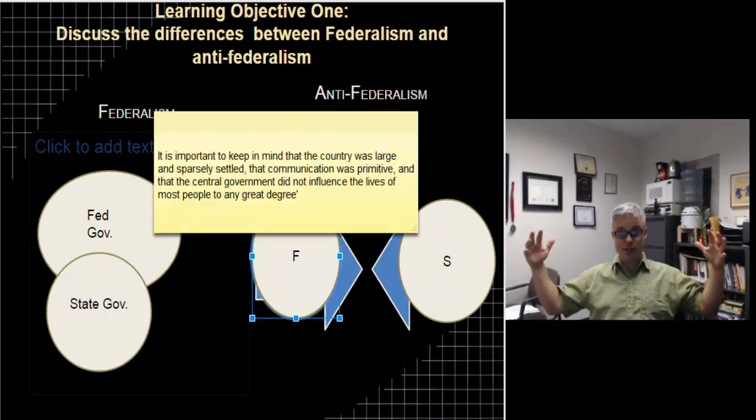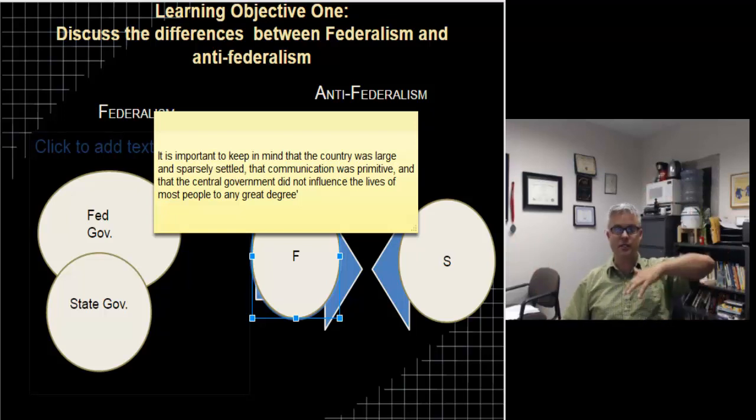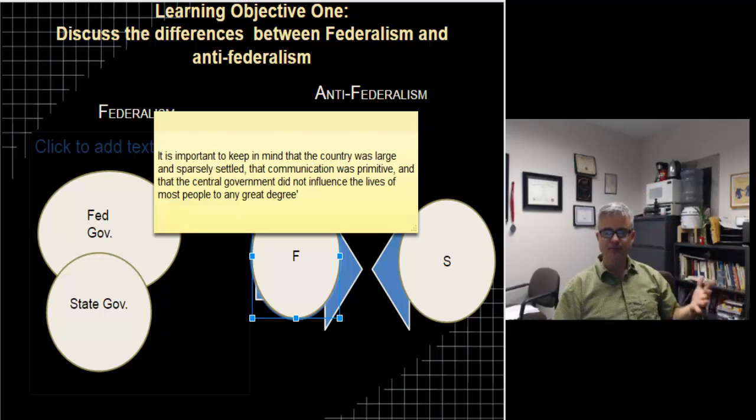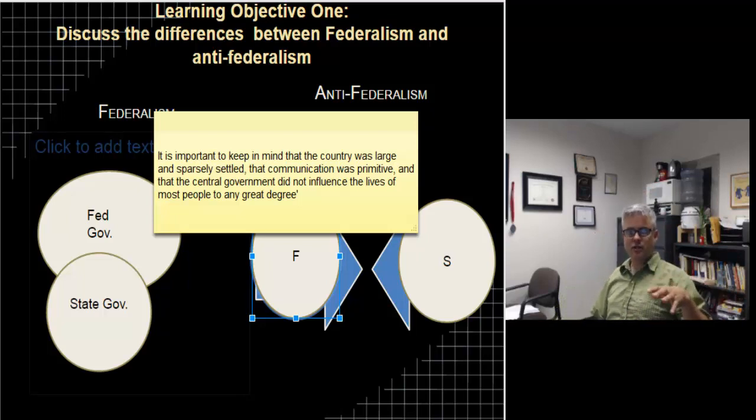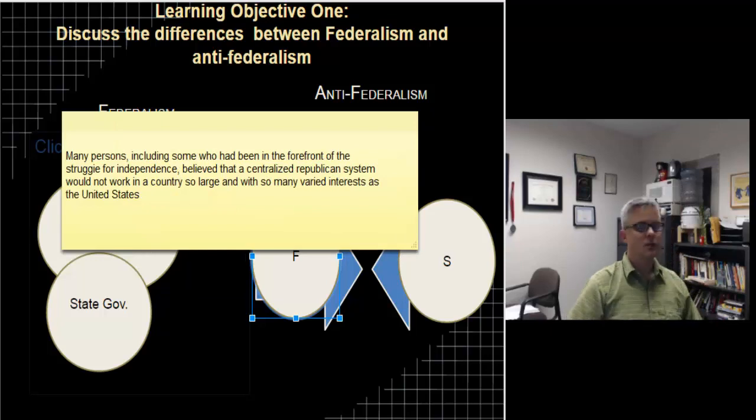So it's important to keep in mind that the country was large, right? If you picture the eastern seaboard, the huge expanse of land, sparsely settled, and that communication, compared to our standards, was primitive. It's before texting was around, right? And that the central government did not influence the lives of most people to any great degree whatsoever, especially under the Articles of Confederation.